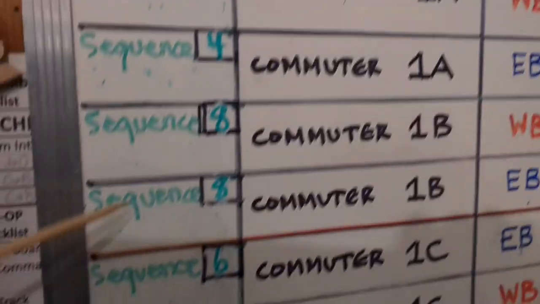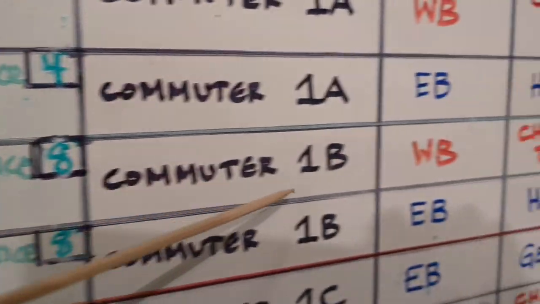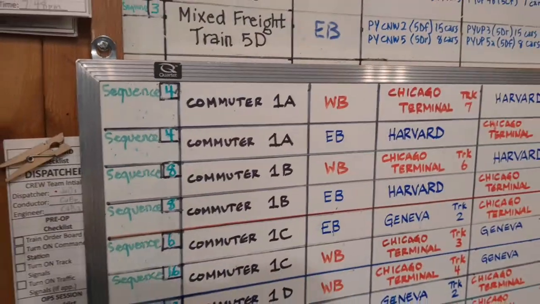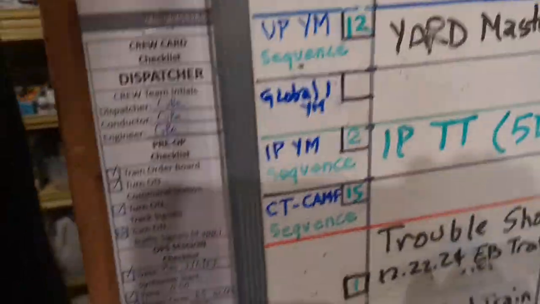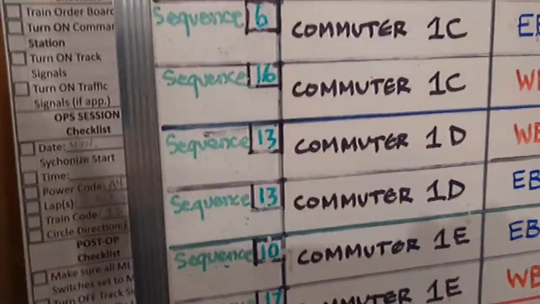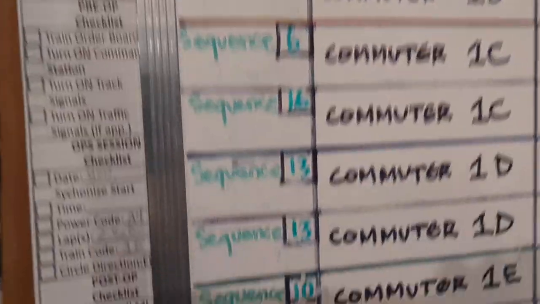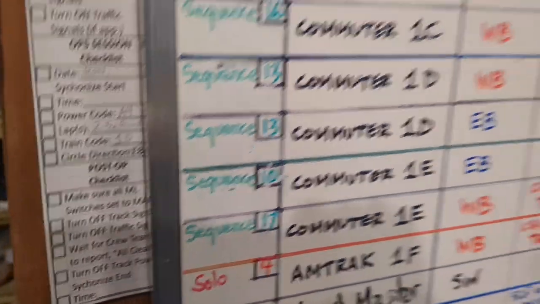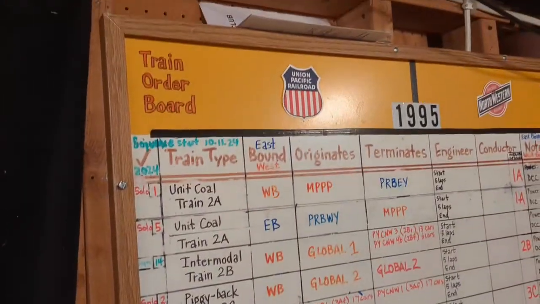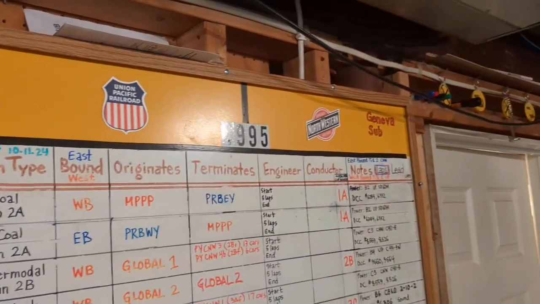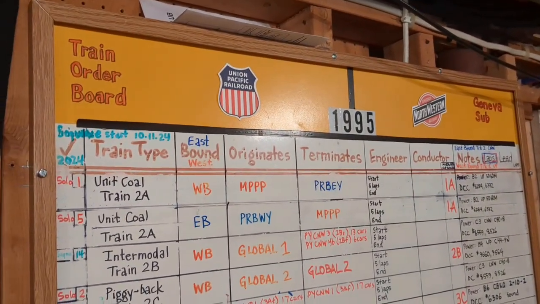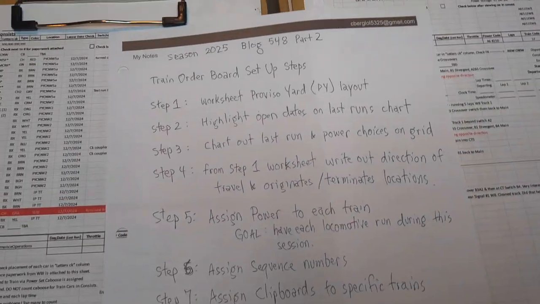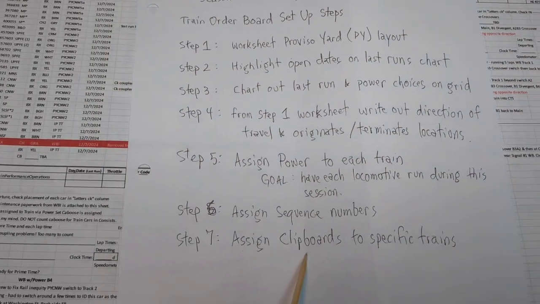So 8 is probably a commuter train going westbound. See how that works? And then it just keeps going up to the final number, 16 and then 17. That's the last. There's 17 trains that will run on this train order board starting tomorrow, February 1st.